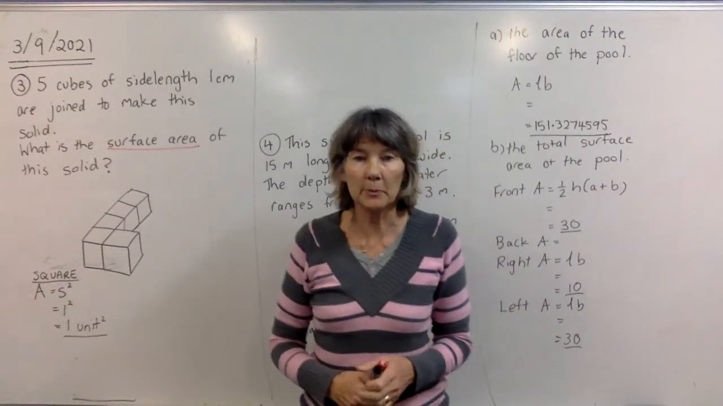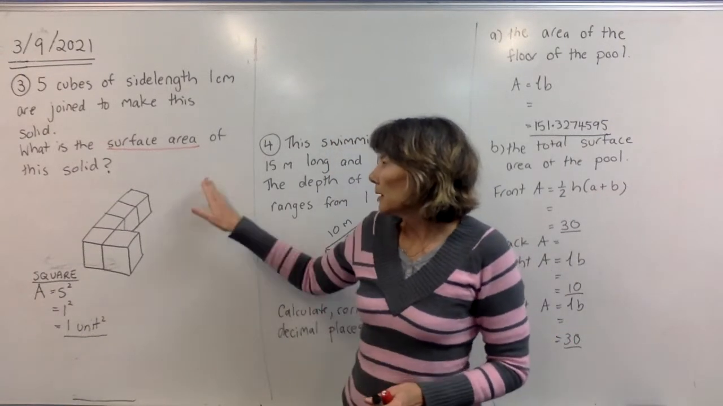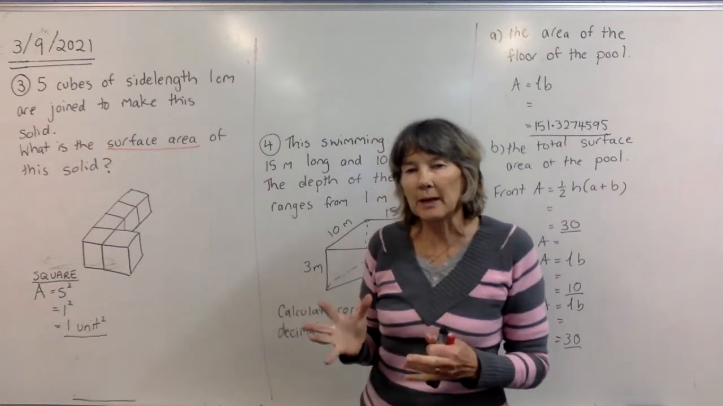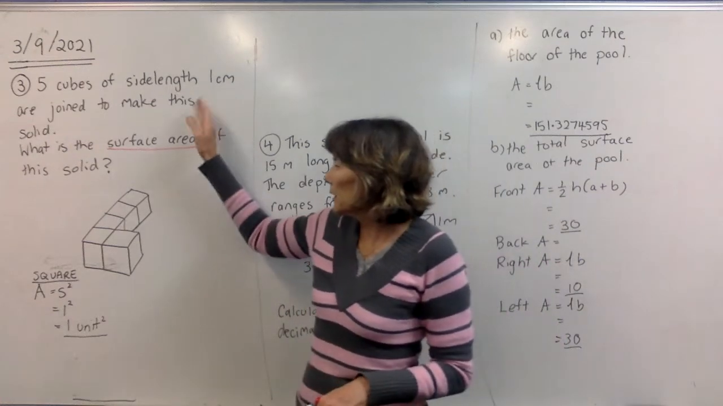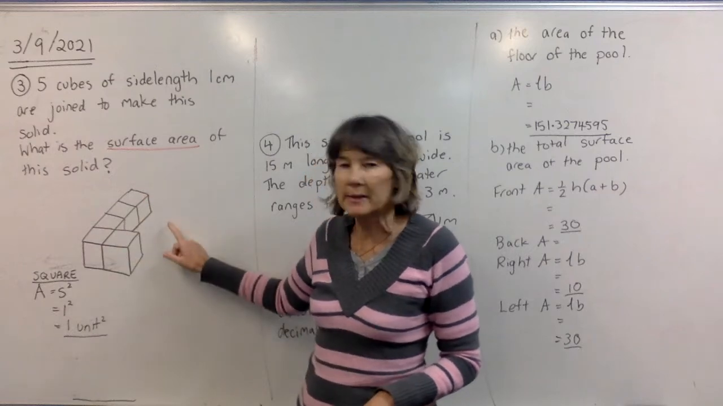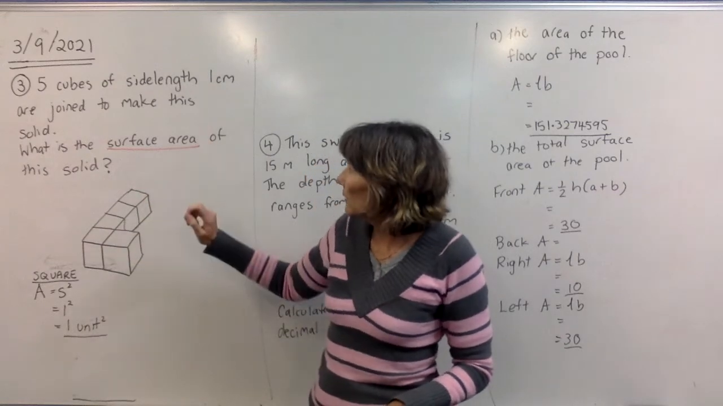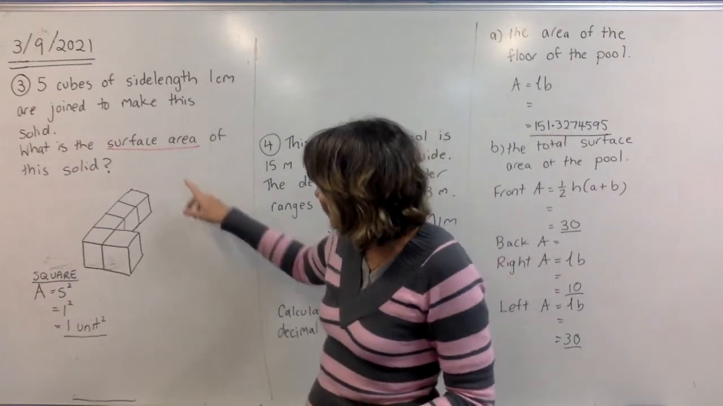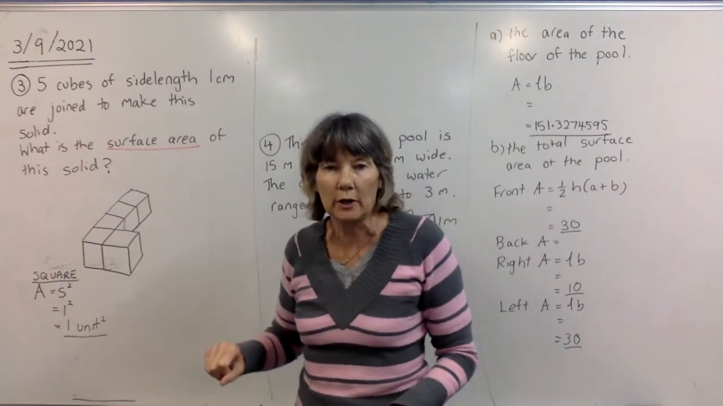So we're going to look at some trickier questions now. This sort of thing, they really love putting these in, so I'll just explain to you how to go about it. It tells you you've got 5 cubes here of side length 1 centimetre, and we're going to get the surface area of the solid.